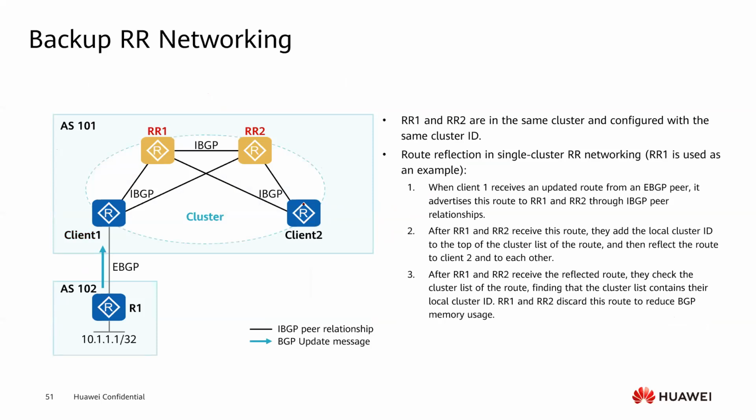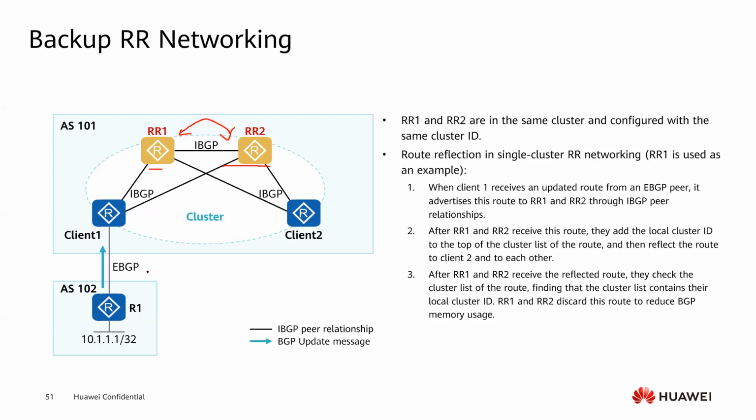And next, let's see the networking modes for the RR. The first is backup. To improve the network reliability and prevent a single point of failure from affecting the network, multiple RRs need to be configured in a cluster, and routers on a forwarding path establish IBGP peer relationships with all RRs. Any of the RRs has the complete BGP routes. So in this scenario, we select 2 RRs, and they are the backup to each other.